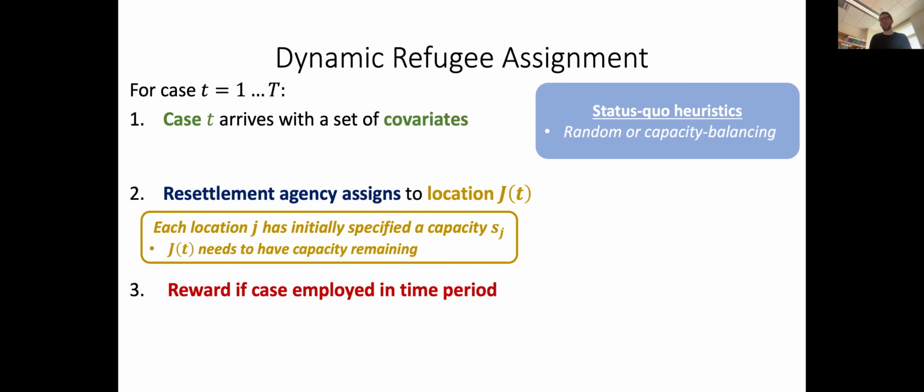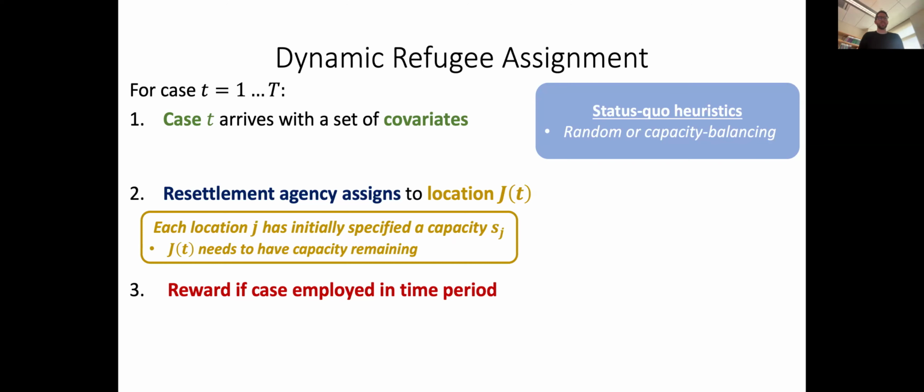Status quo heuristics, as we think about prior to optimization being introduced here, would not really take into account these covariates and make an assignment potentially random or just by capacity balancing. So in particular, in Switzerland, it's legally mandated that refugees be assigned proportionally to different cantons, to different states. So the easiest way to do that is just to go round robin without any attention to the covariates.